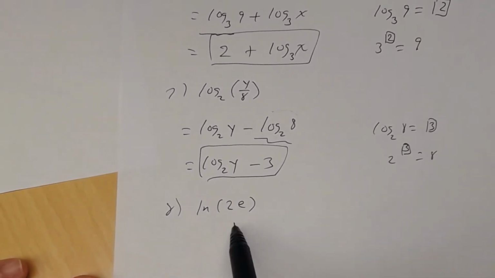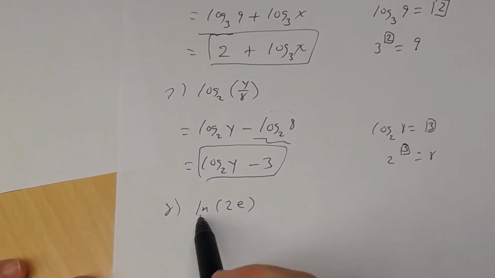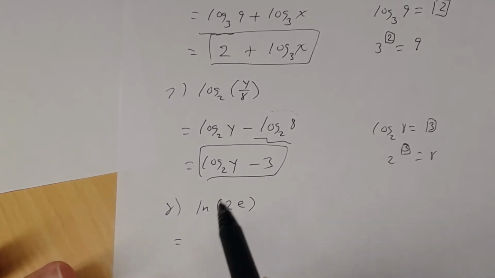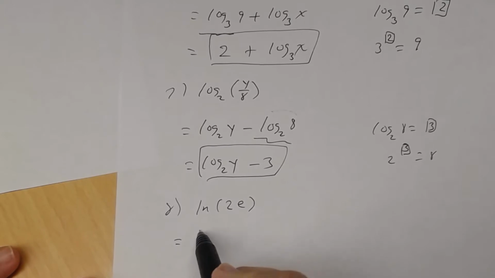Okay, number 8, you have the natural log of 2e. Well, again, you use a product. Now remember, natural log has base e. So your base is e here. Okay, so remember, that's a natural logarithm. Common logarithm has base 10. We did that one earlier. So this becomes natural log of 2 plus the natural log of e.